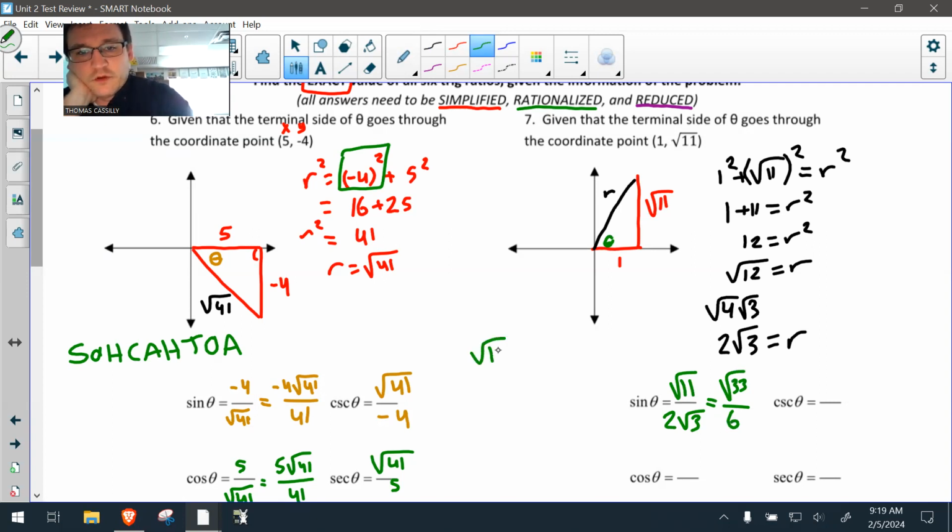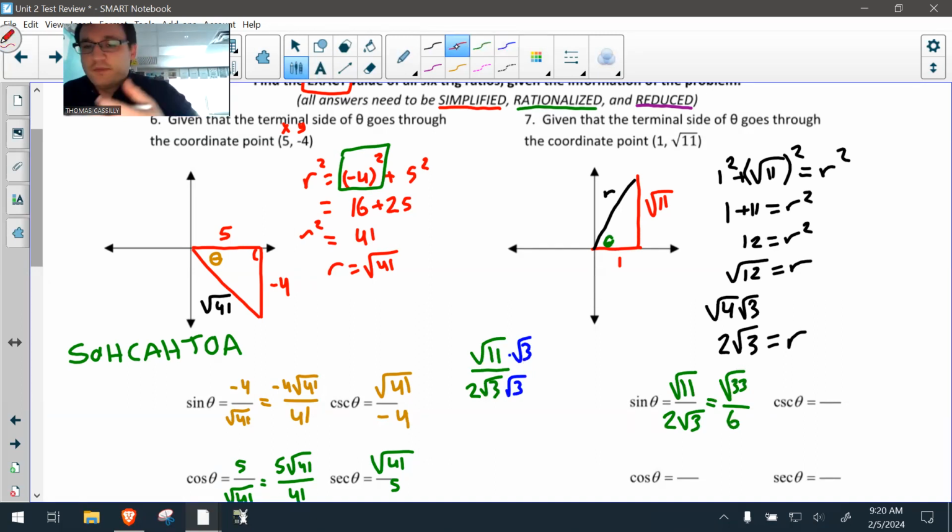Let's do some side work over here. The whole reason this is bad is we have that radical 3 on the bottom. So multiply the square root of 3 on top and on bottom. Root 11 times root 3, square root of 33. Square root of 3 is regular 3. 2 times regular 3 is a normal 6. So that's how I got radical 33 over 6.